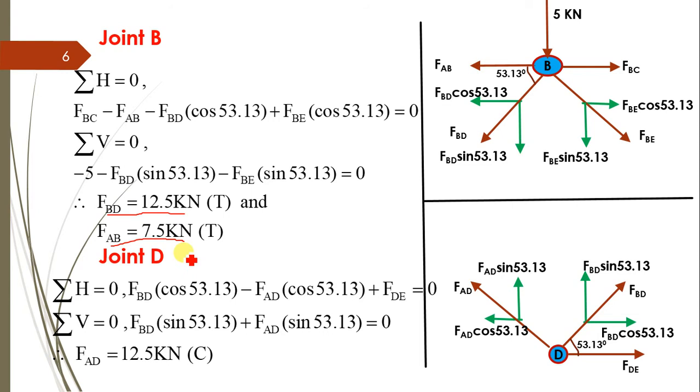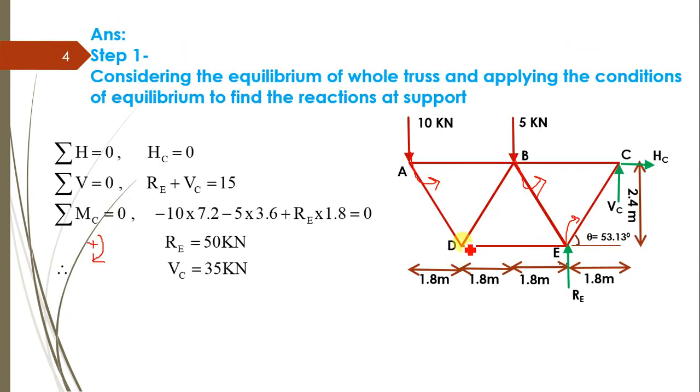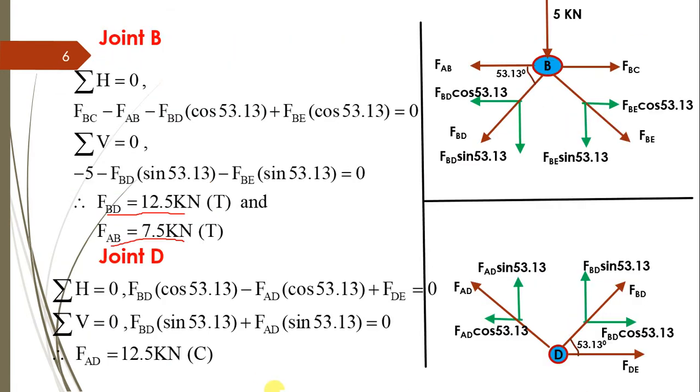Then considering joint D, there are 3 members: AD, BD and DE. AD and BD again get resolved into horizontal and vertical components, and then applying the conditions of equilibrium, summation of horizontal forces equals 0 and summation of vertical forces equals 0, we determine the unknown value FAD as minus 12.5, that is compression in nature.